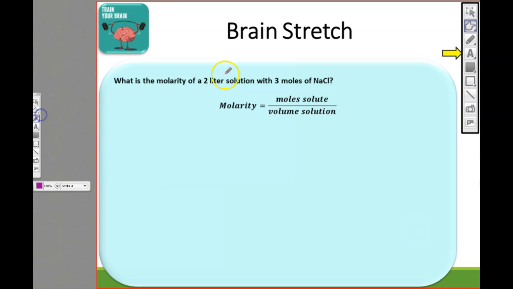What is the molarity of a 2-liter solution with 3 moles of sodium chloride? 2 liters. Liters, is that the unit for moles or for volume? Go ahead, tell me in the chat box. Is liters the units for moles or volume?